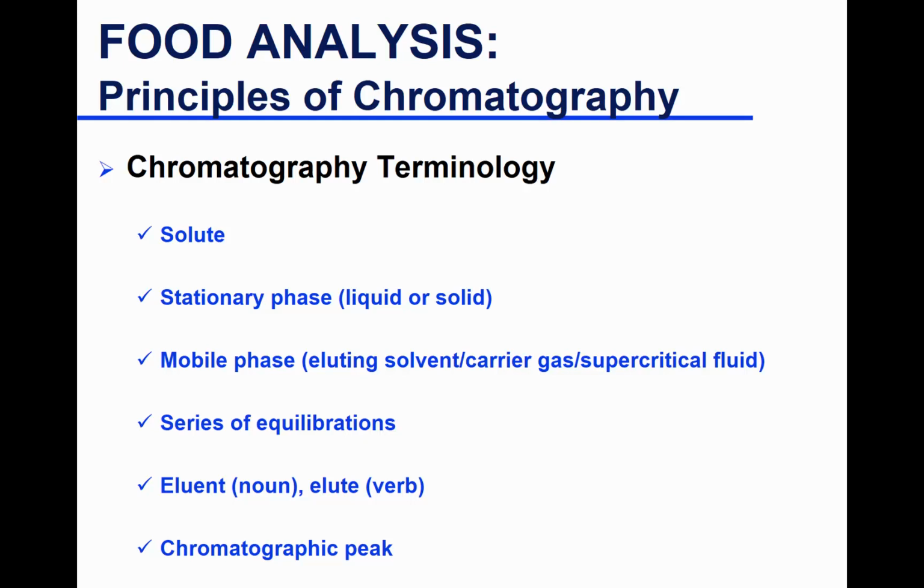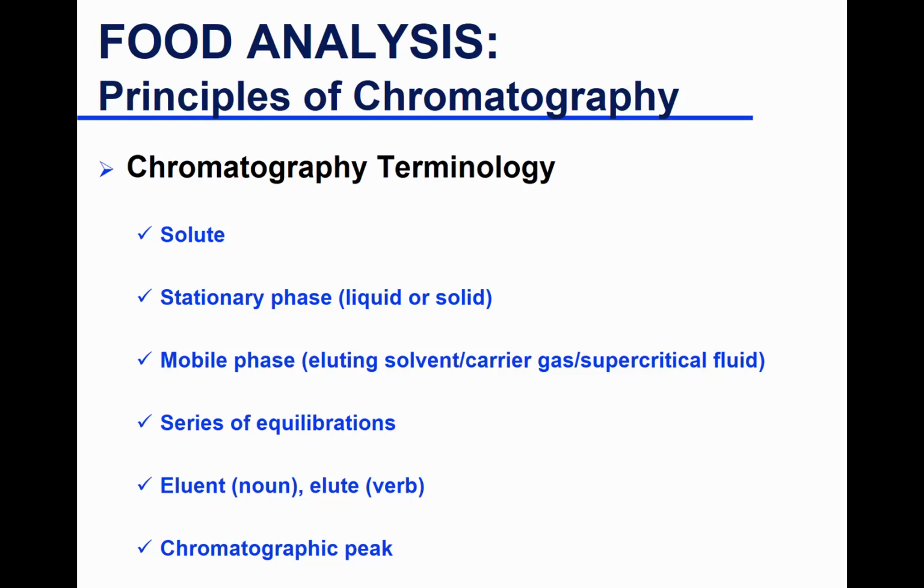Okay, eluent, you'll hear me say eluent, that is a noun. The eluent is the compound that is leaving the column. That is called an eluent. And elute, the verb, eluting. I'm eluting with methanol. I'm eluting with what? Acetonitrile. So elute is the verb we use when we're saying something is leaving the column, is eluting.